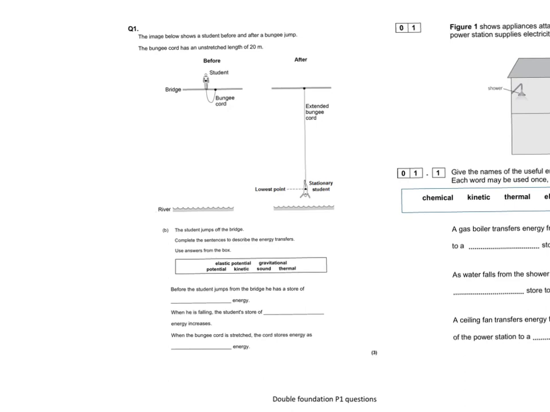Then it says the student jumps off the bridge. Complete the sentences to describe the energy transfers. Before the student jumps, so before is the keyword, we need to complete the sentences. Before he jumps from the bridge, he has a store of... So if he's all the way up there and he's not moving yet, before he even jumped, according to what we already know, if he's at a higher position than the ground level, then that means he has energy in his gravitational potential store.